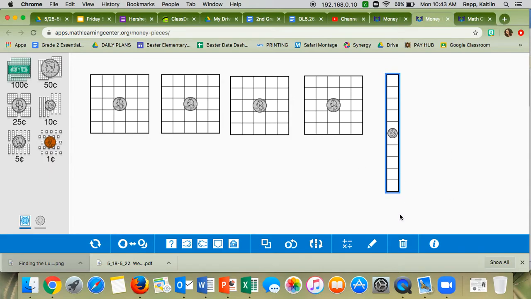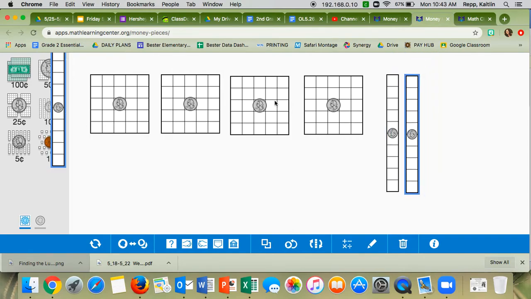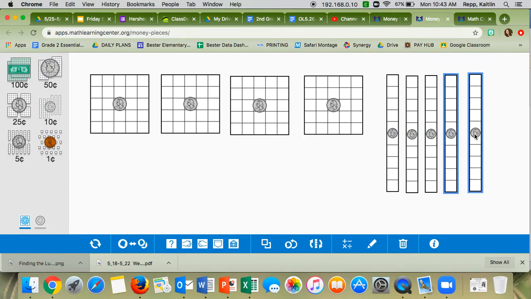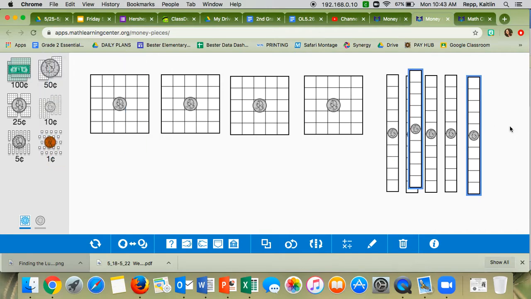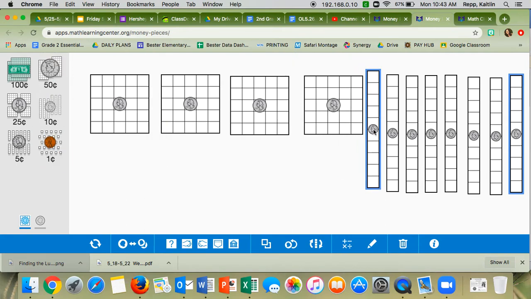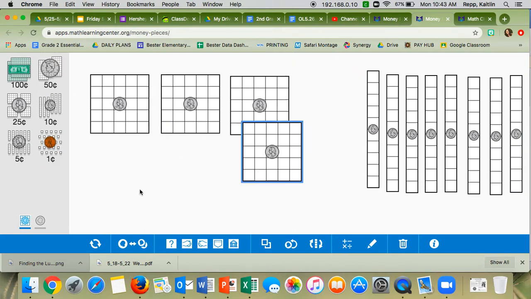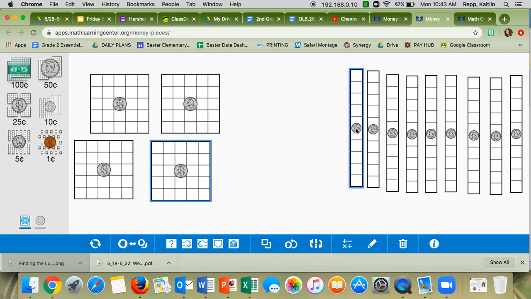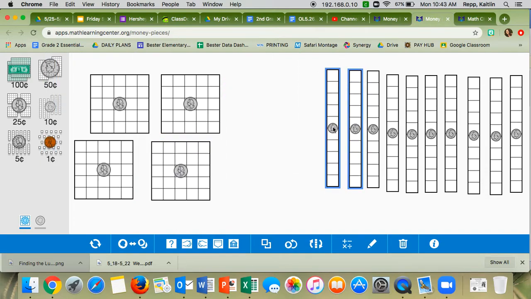So count with me. 10, 20, 30, 40, 50, 60, 70, 80. Let's move some of these around. 90, and 100 or $1.